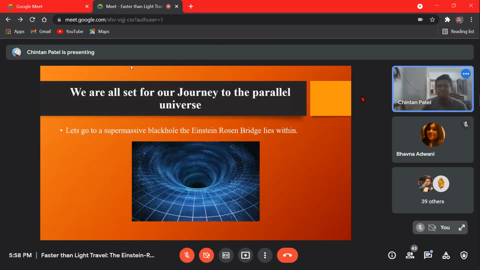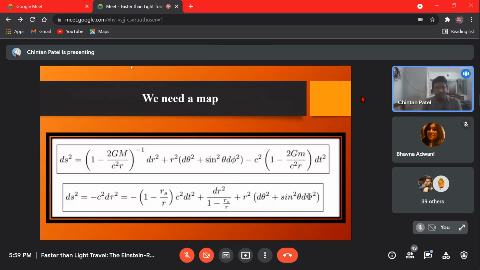But before that, we need a map. Wherever we are going, we do need a map. You need to know the proper description of it. So this is our map. This is the Schwarzschild metric. These both are the same thing. The only thing is, this is written in terms of the Schwarzschild radius, R_S, which is basically the event horizon of the Schwarzschild black hole. So both equations are one and the same. This equation is a solution to Einstein's field equation, and it is the one which tells us that an object like a black hole could exist.